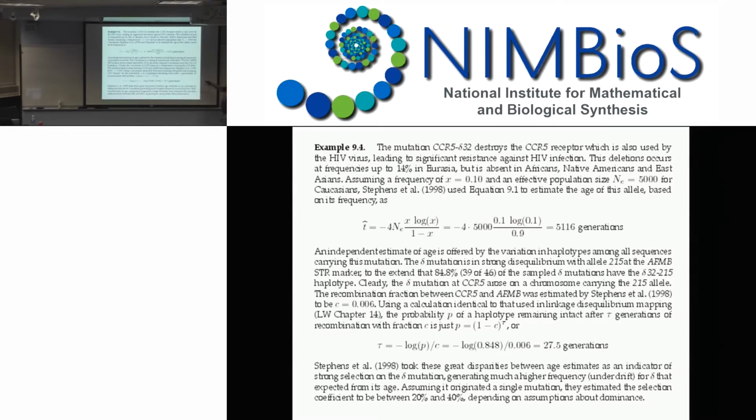So the other way we can age the allele is this: the mutation is in strong disequilibrium with allele 215 at an STR marker. So 85% of the 46 sampled delta mutations had this allele. How would that happen? Basically, when that allele arose, here it is, delta, on that same chromosome, over here, I have the 215 allele at the AFMB site. So initially, that was the only chromosome type that was present.